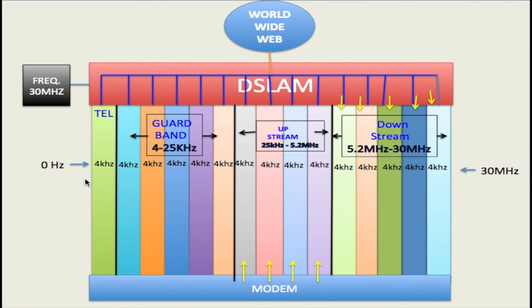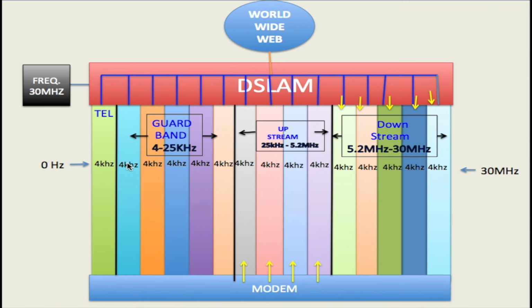Now the very first 4 kilohertz channel between the DSLAM and the modem is used for the telephone, from 0 hertz to 4 kilohertz. Now from 4 kilohertz right through to 25 kilohertz, as I have written here, is called the guard band. This prevents any interference between the telephone line and the upstream from the modem back to the DSLAM. The upstream occupies this area between 25 kilohertz and 5.2 megahertz.